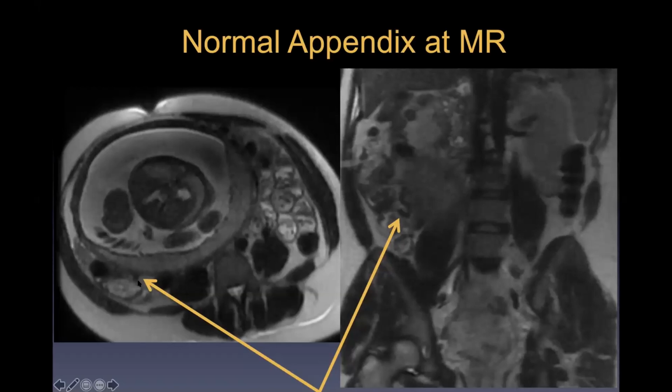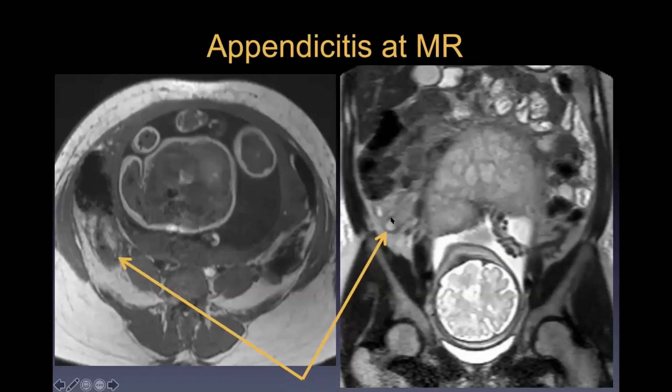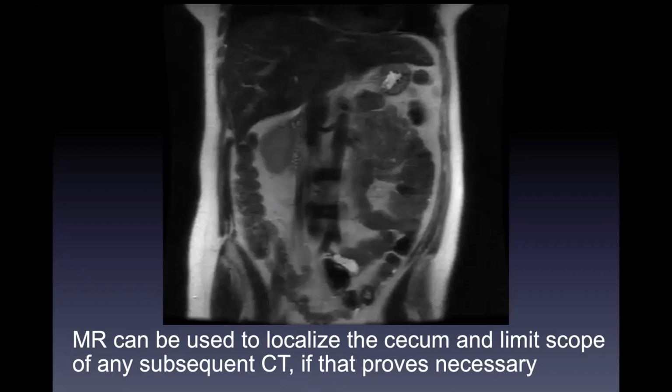So here is a normal appendix at MR, just a little air-filled cross-section there and the little squiggle there, looking very normal and small. Contrast that with appendicitis at MR. In this T1 weighted image, we're seeing fat stranding in the adjacent fat and the big appendix here, and on the T2 weighted image, we see that it's distended with fluid in the lumen. Appendicitis at MR.